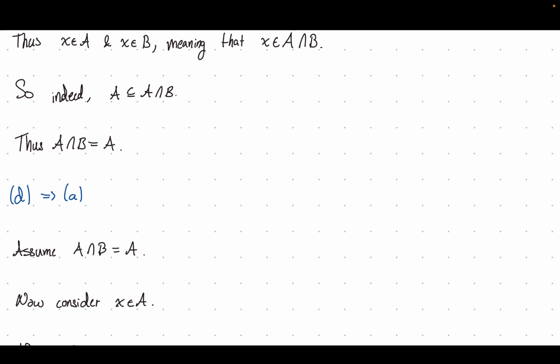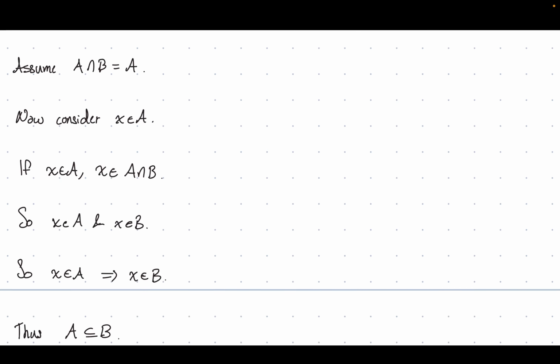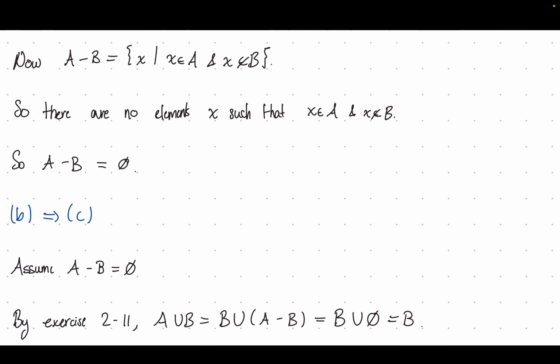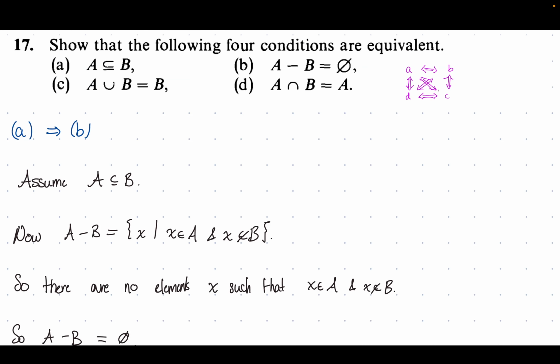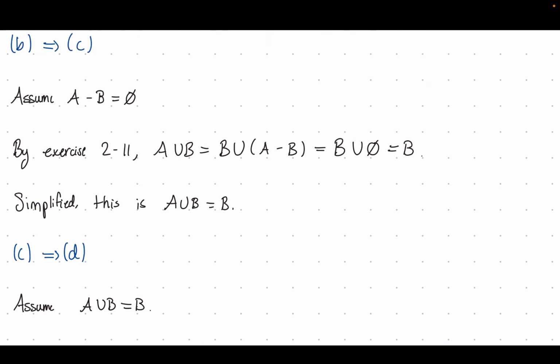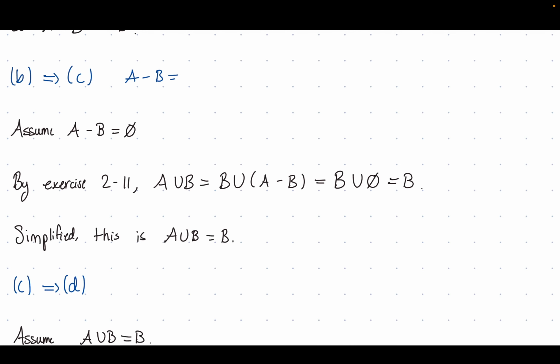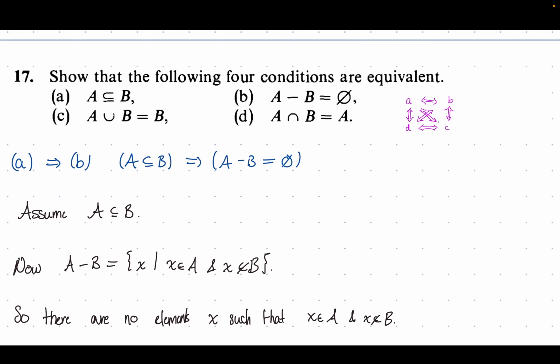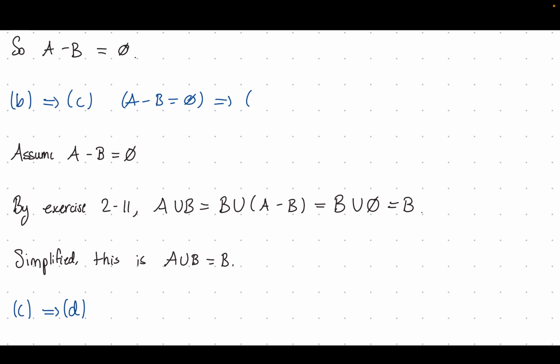So, you know what, just for completion's sake, let's write them all out. The proof is done. That's our proof. But I'm just going to write them out a little bit neater. A minus B equal to the empty set implies that A union B is equal to B.